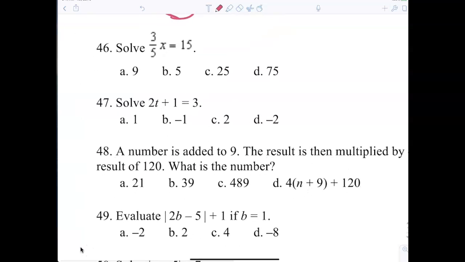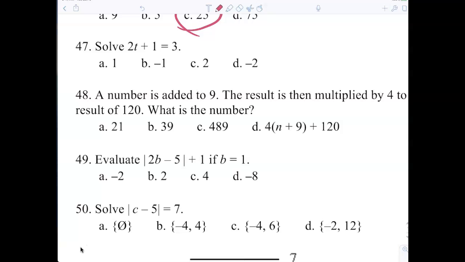Now on 46, don't forget we multiply by the reciprocal. So that would be 5/3, right? And 15 divided by 3 is 5. 5 times 5 is 25. 47, 2t plus 1 equals 3. Subtract 1. 2t equals 2. t equals what? 1. Yeah.